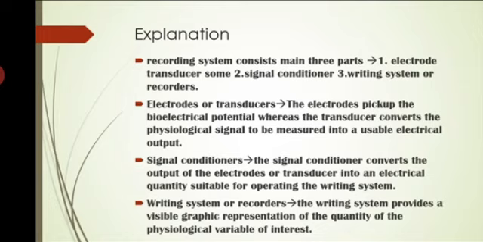In the output units or writing systems, they may be using a chart recorder, or a paper recorder, or a hard copy. Otherwise, direct display on the oscilloscope. Otherwise, we can give the output to an audio amplifier also. So a number of output units are used at the output side.